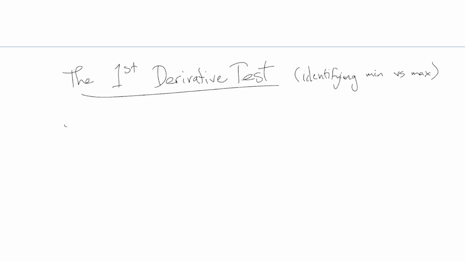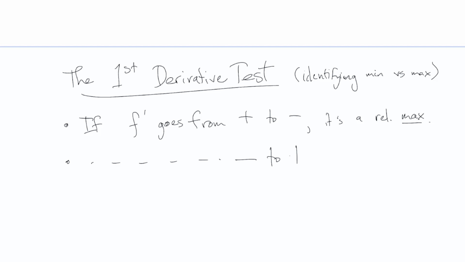What it says is, if f prime goes from plus to minus, then it's a relative maximum. That's what we said before. If f prime goes plus to minus, that means the function is going up until you get to that point, and then it goes back down again. So that point is a maximum. If f prime goes minus to plus, it's a relative minimum. That is, if it decreases down to your point and then comes back up, that's a minimum point.